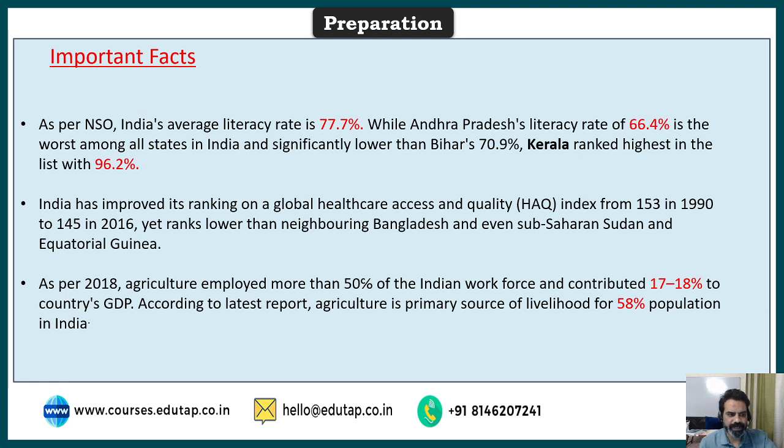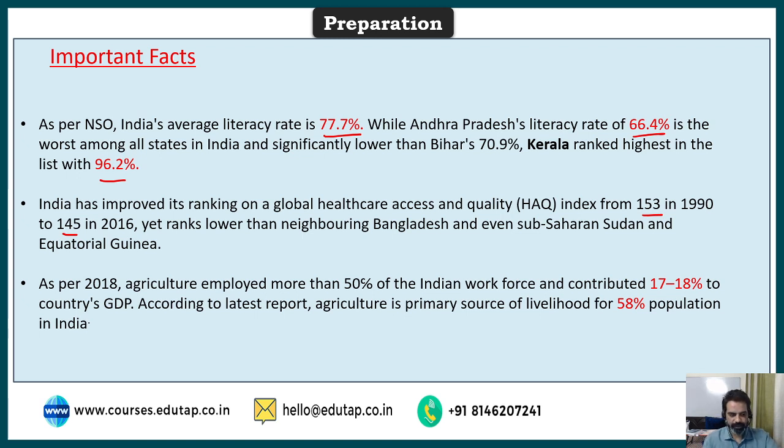Let's look at some other facts. As per NSO, average literacy rate of India is 77.7%. Andhra Pradesh has 66.4%, is the worst, and Kerala has the highest, 96.2%. Now, according to healthcare access and quality index, India stands 153 in 1990 to 145 in 2016, but still it's a bad position out of 195 countries, right?